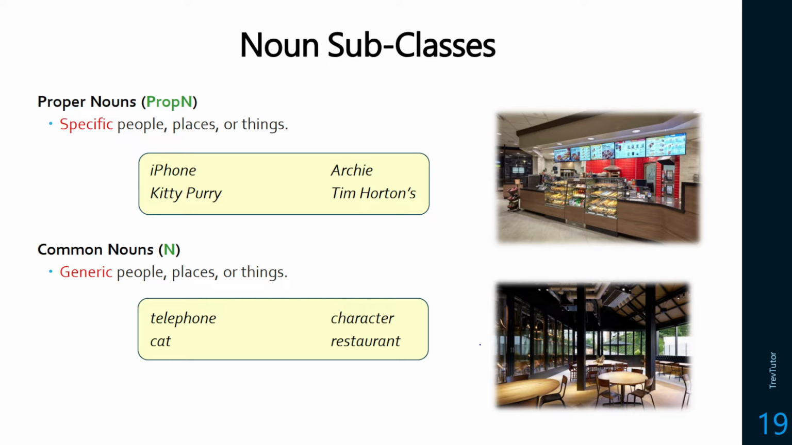So telephones, characters, cats, restaurants, anything like that. Don't think of the word common as meaning not rare. Think of common just meaning not specific. So those are the basics of nouns. We'll talk about noun phrases next.